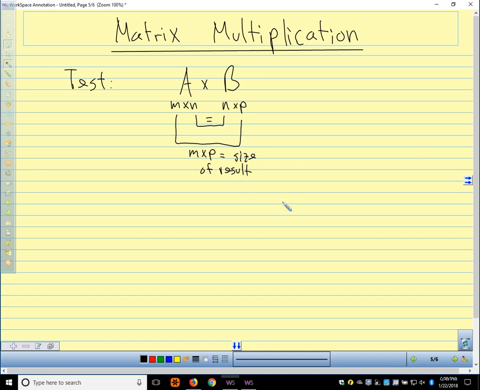So if we multiply these two matrices together, we'll get an M by P matrix. But we have to check to see if these two numbers are the same. The number of columns in A is equal to the number of rows in B. And what we want to think about is we multiply the rows of A by the columns of B.